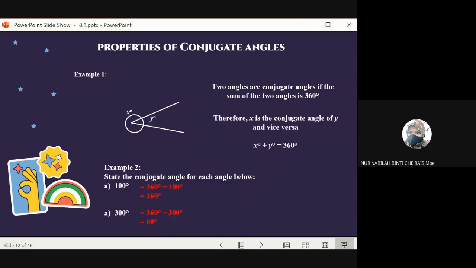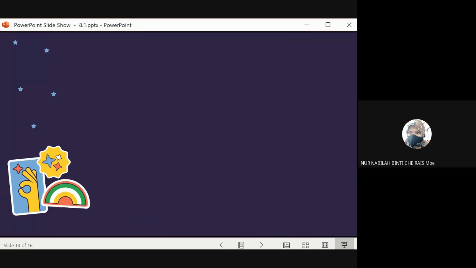Complementary angle is 90 degrees, supplementary angle is 180, and conjugate angle is 360. Okay, we look at how to find the value. A right angle is 90 degrees. Remember, a right angle is 90 degrees. So this is a right angle.